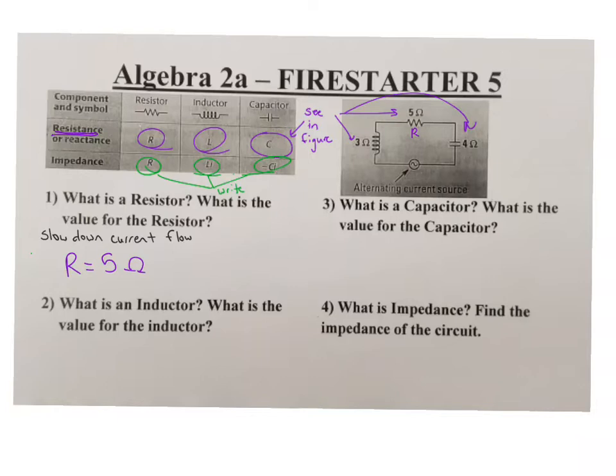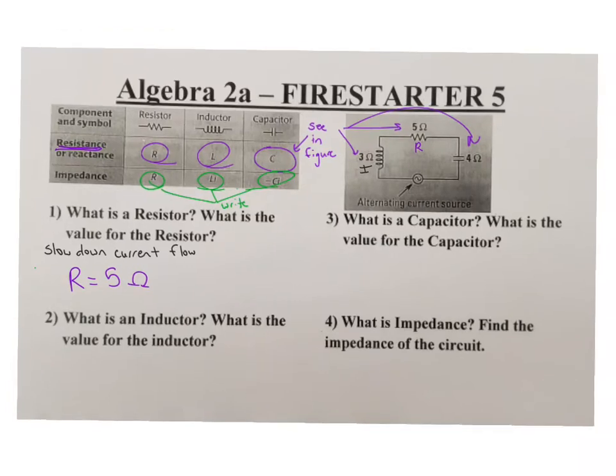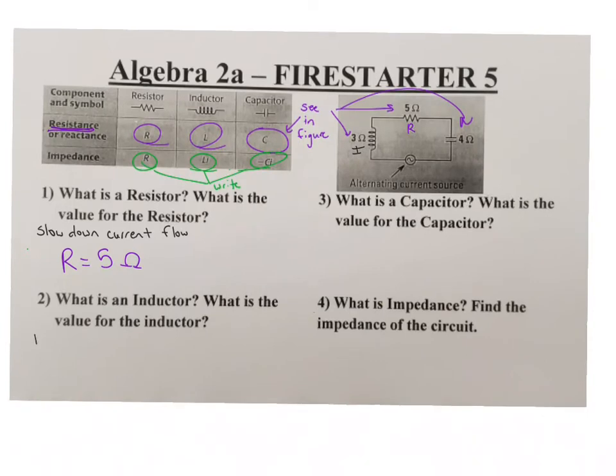So number 2. What is an inductor? Well, this is a squiggly symbol, so this is our inductor right here. An inductor, remember, is temporary storage. It opposes a change in the current. So basically, it's storing some of the current.